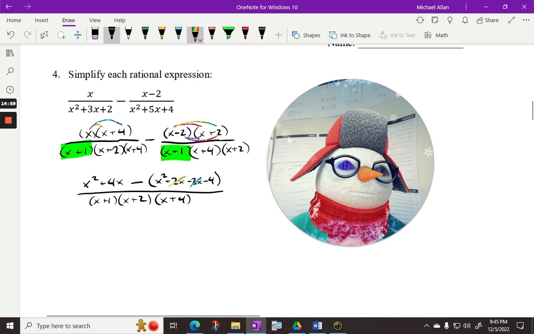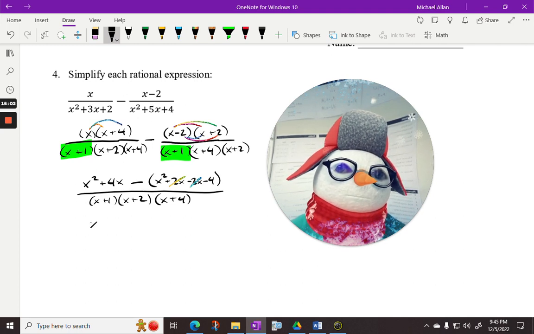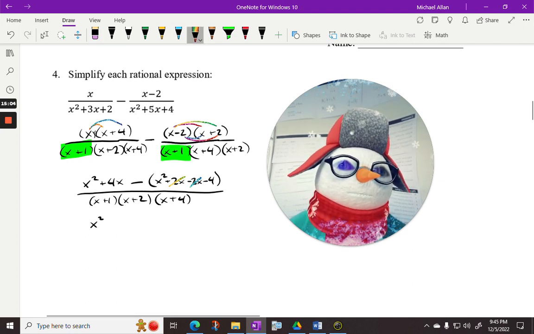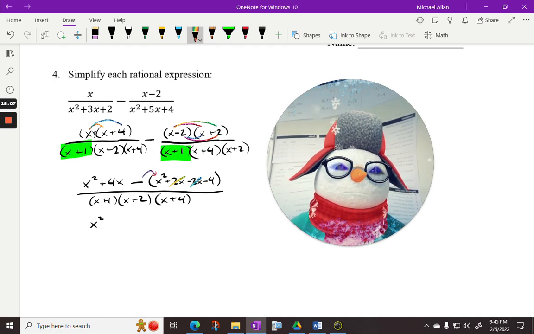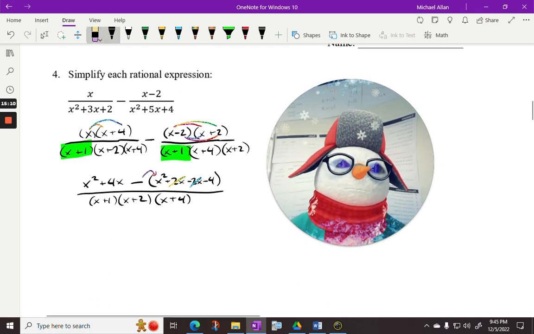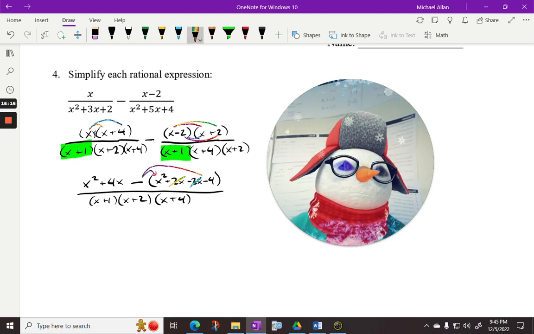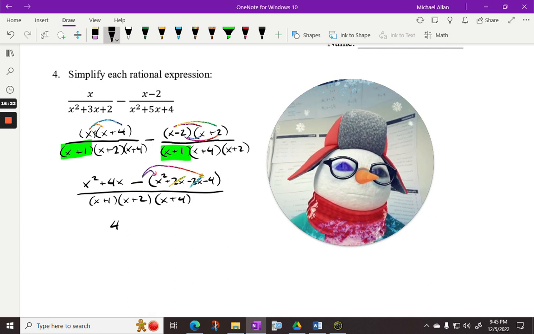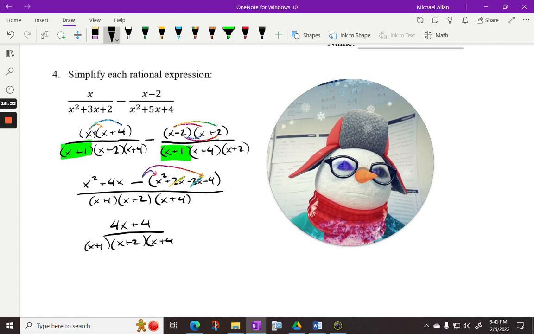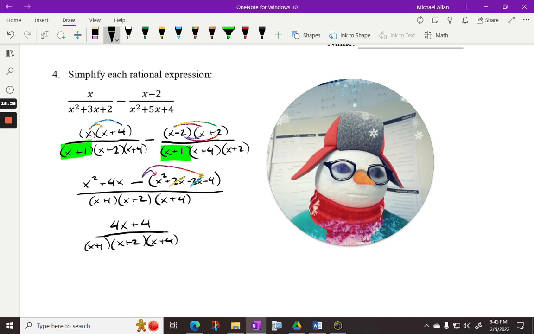So let me just clean up what's inside the brackets there. I'm going to have x squared minus x squared. Oh, okay, that's kind of nice. x squared minus x squared is gone. And then I have 4x minus a negative 4, but that doesn't have x, so they can't group together. So I have 4x plus 4 on the top here. And the bottom, I'll just have x plus 1, x plus 2, x plus 4. Okay, so now we group them together.